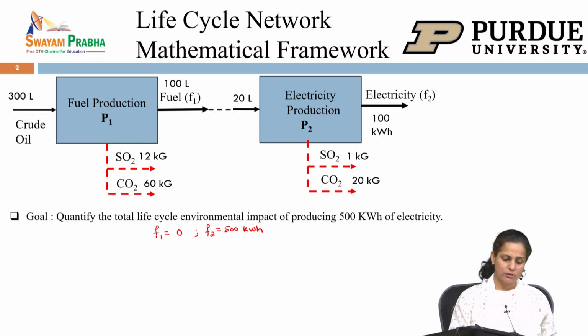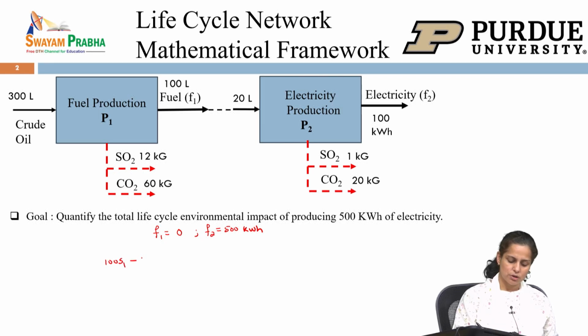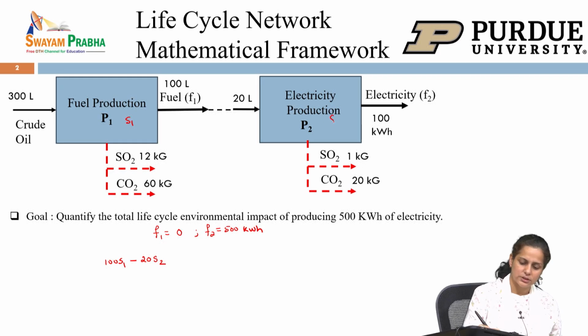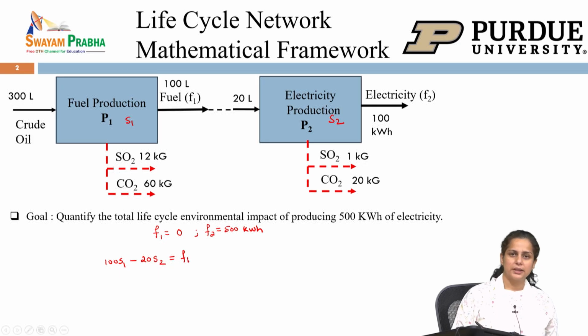If you write the balance for fuel, the production of fuel is 100 times S1 and the consumption of fuel is 20 times S2, where S1 is the scaling factor for process 1 and S2 is the scaling factor for process 2. That net will give F1, which means this is the net amount being produced in the network, this is being consumed in the network, and whatever is left over will be going out of the network. Of course, here we are setting F1 equal to 0, which means that we only want to study the impact of producing fuel for electricity production.